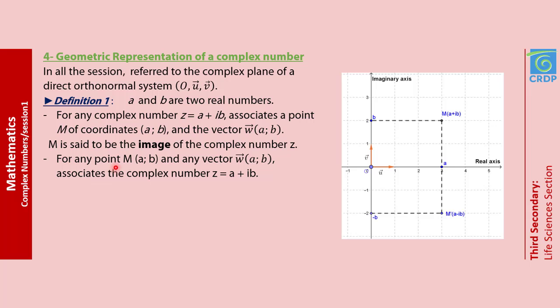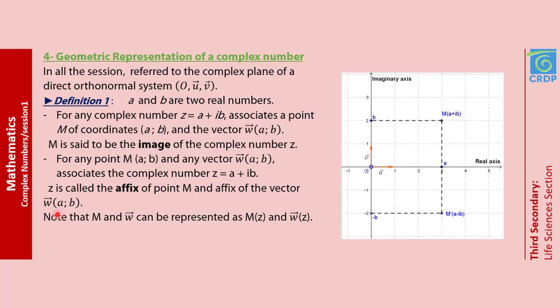Also, to each point M of coordinates (a, b) and to any vector w of coordinates (a, b) also, we associate a unique complex number z equal a plus ib. We say that z is the affix of the point M and the affix of the vector w of coordinates (a, b).